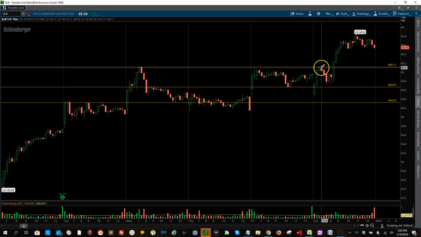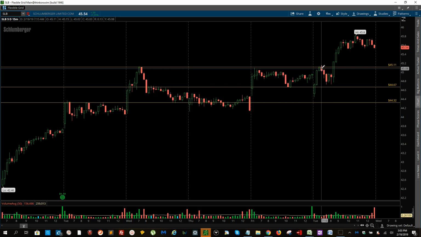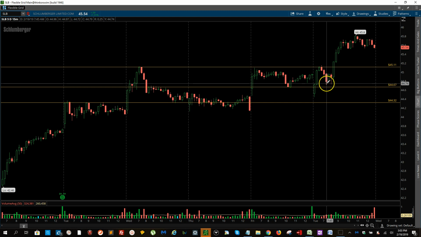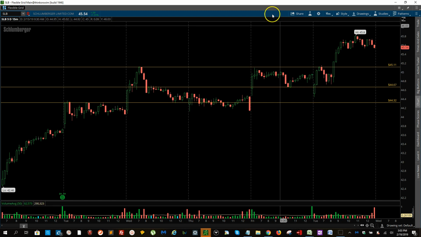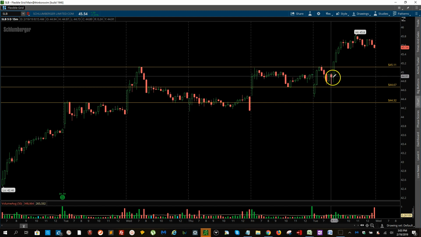So you could have shorted right here and shorted it down here. Let's say you waited for it to break $45 because that's kind of a psychological number. Say you got it at 44.97. You could have ridden that down to 44.74, 44.70. So you got what, a 30-cent move? But if you're trading options and you're leveraged, you can make a lot of money on 30 cents. If you're trading the shares, depending on how many shares you buy, you can make a lot of money with a 30-cent move.